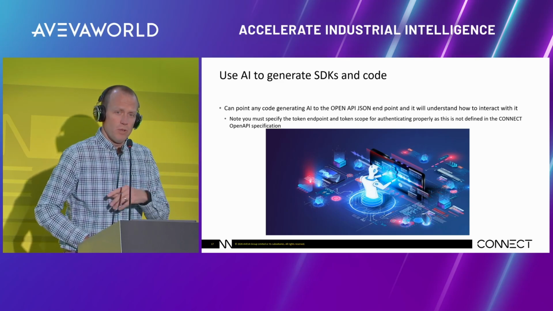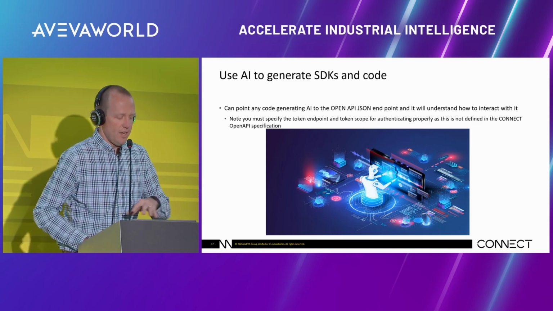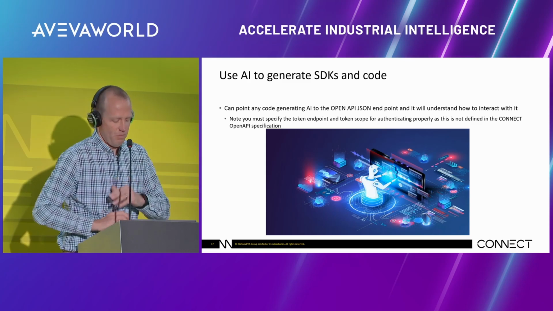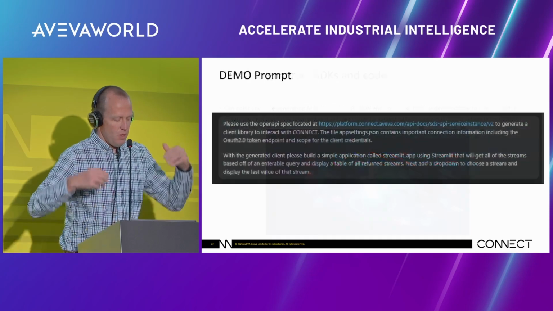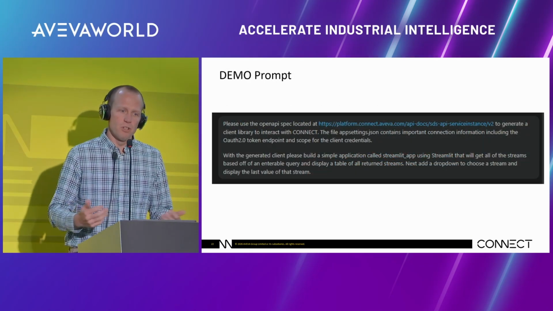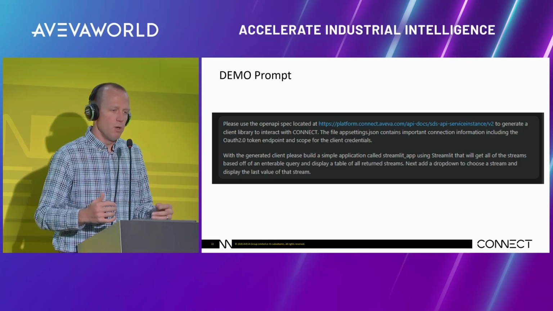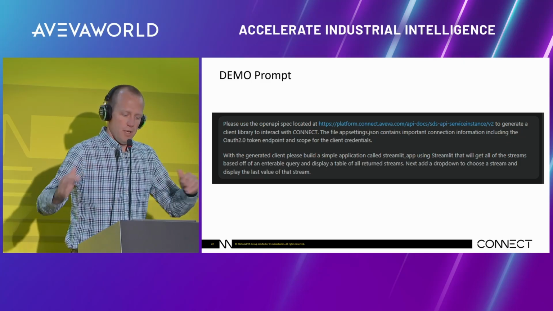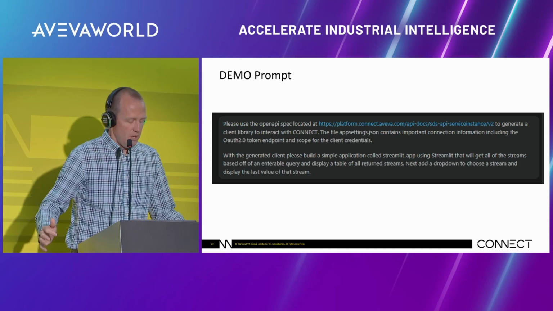So what I'm going to show now is basically using AI to generate my code, to show just how simple it is to interact with Connect. I have my prompt up here. This is the prompt I'm going to insert. I'm going to show a quick, about 4-minute video of code generation here. So this is my demo prompt.